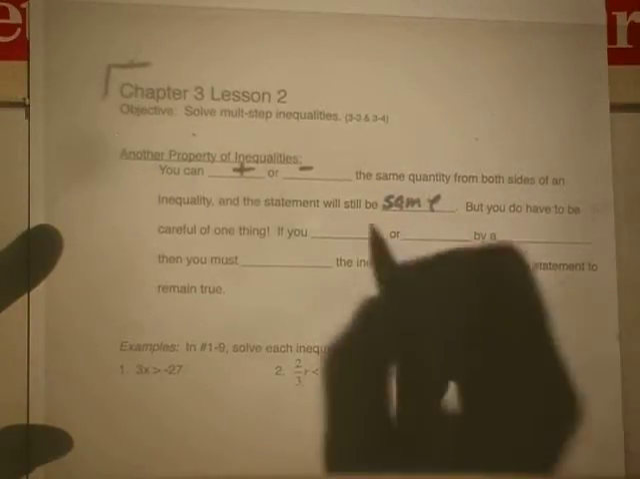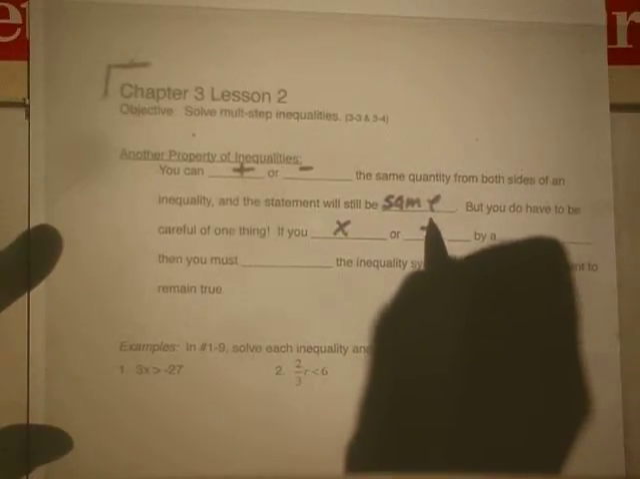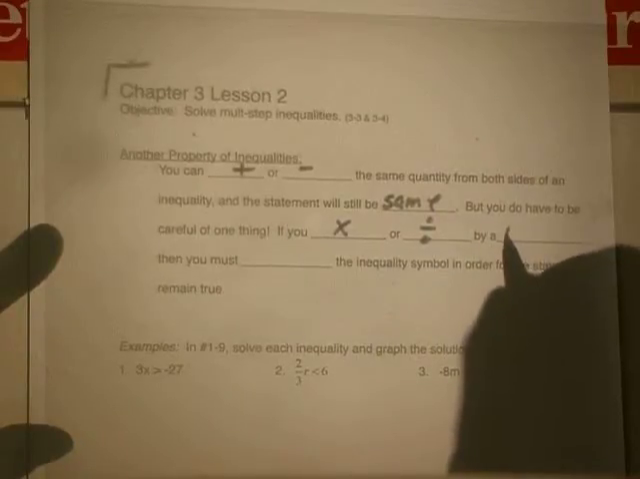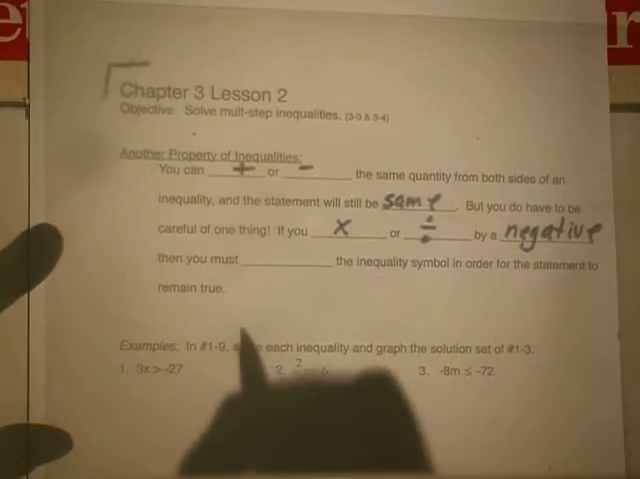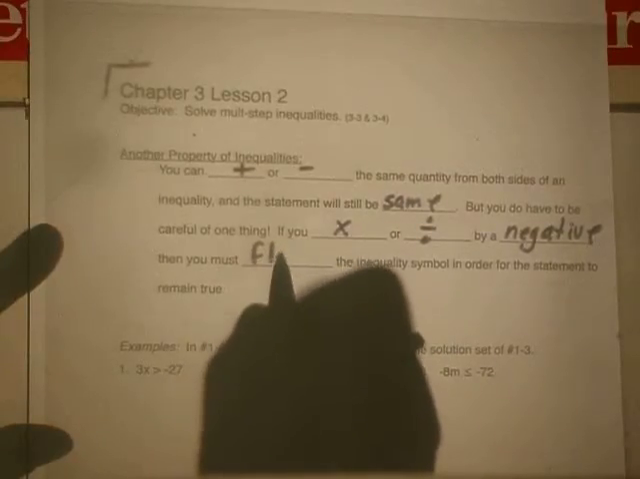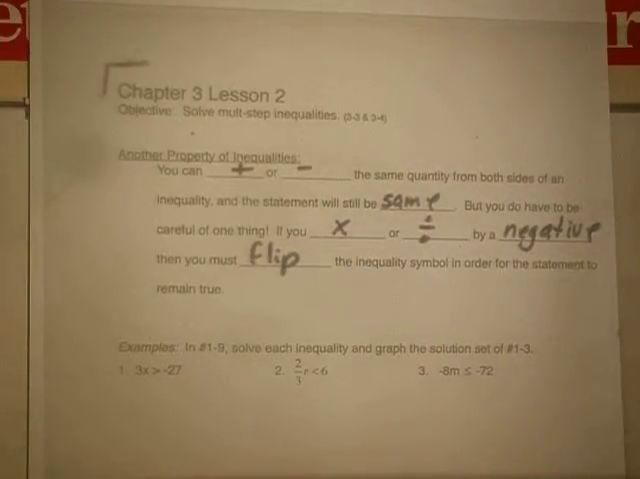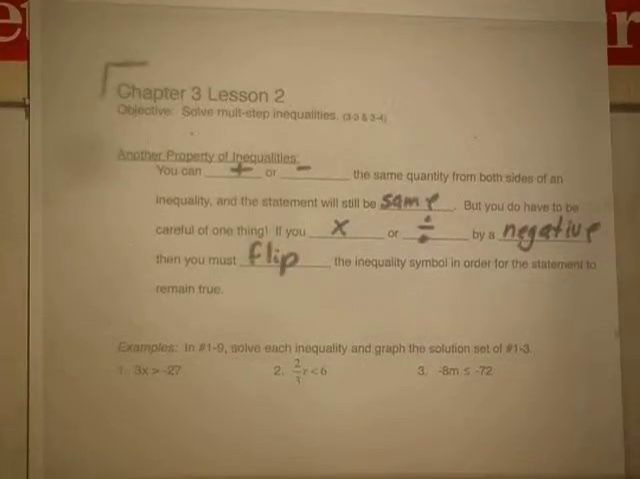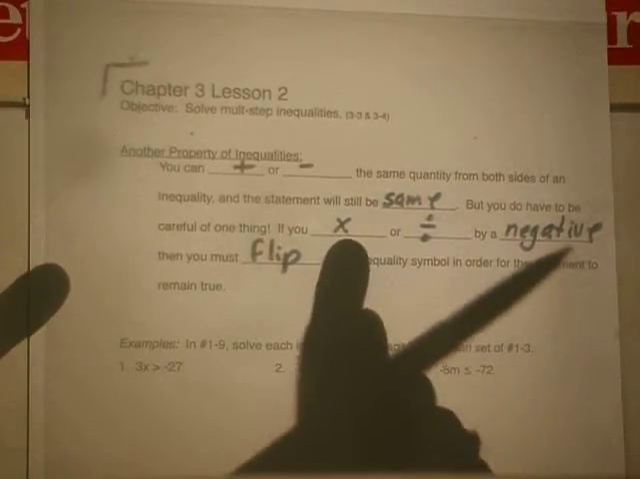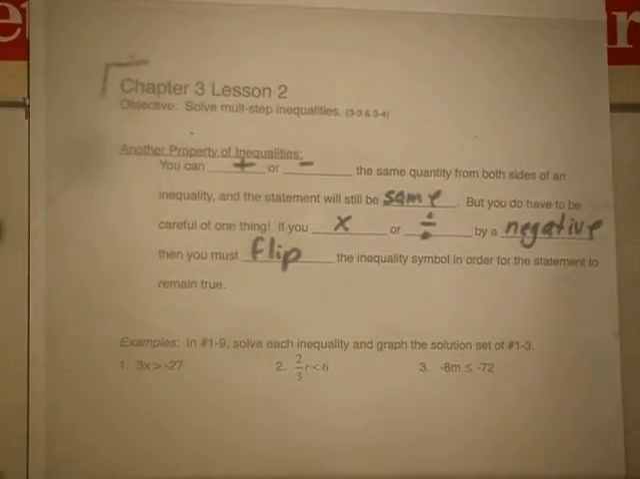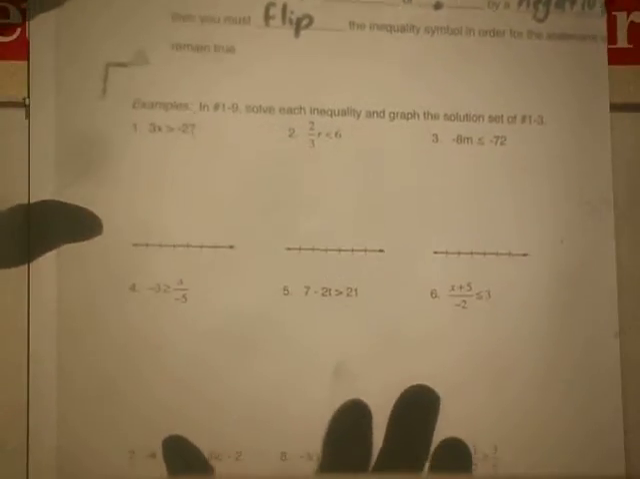But you have to be careful. If you multiply or divide by a negative, you must flip the inequality symbol in order for the statement to remain true. So using that, we are going to solve some inequalities and graph them. And remember, if you multiply or divide by a negative, you have to flip the inequality symbol.